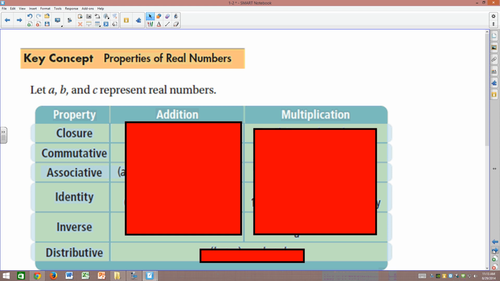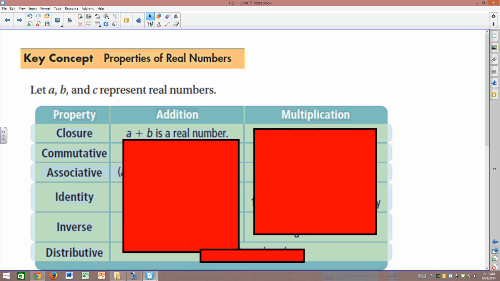So it tells us that A, B, and C represent all real numbers. So the first property that they have says that if you add A and B, it is a real number. So if you think about that, if you add two real numbers together, like 3 and 4, the answer is going to be a real number. 7 is also a real number. All right, so this is the closure property of addition that's being displayed because there's addition in between.